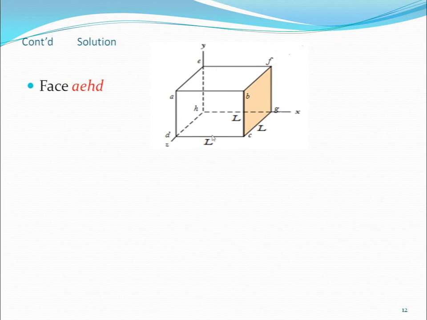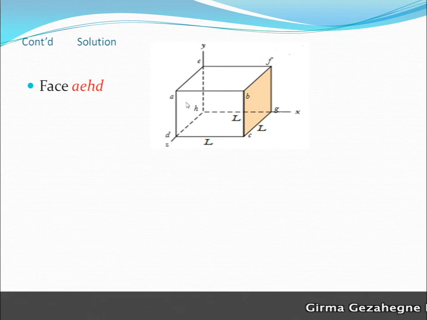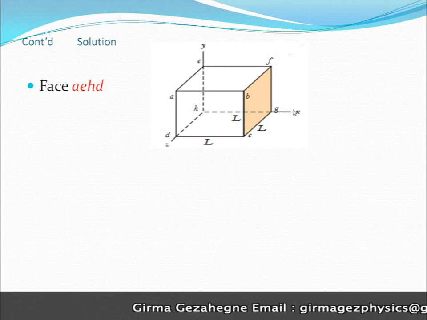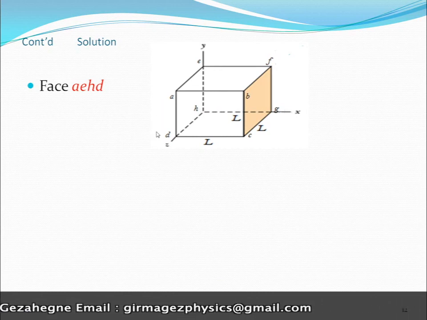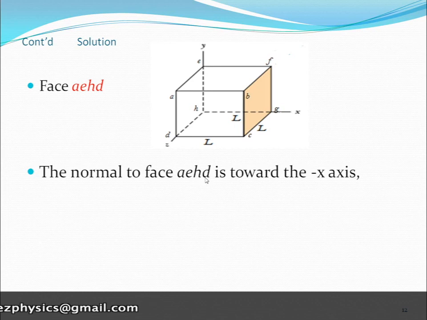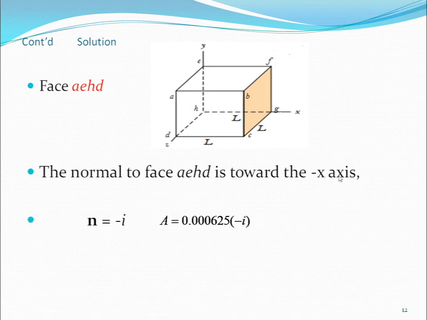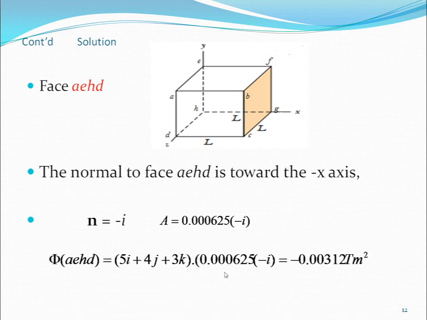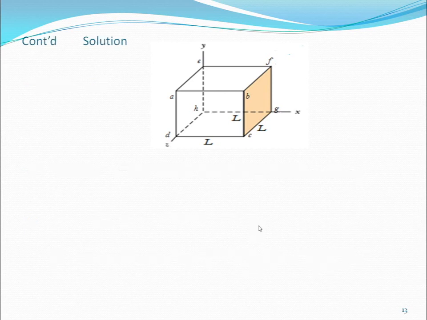If you see the face AEHD, the n is drawn in this direction. n is drawn this way, opposite to the positive x direction. So that is negative i. The normal to face AEHD is toward negative x. n is equal to minus i. Area is given by 0.00625 minus i, and the dot product will give me i and i only. j is absent, and k is here but not there, so the j and k terms vanish and the 5 gets multiplied, so we get a negative number here.